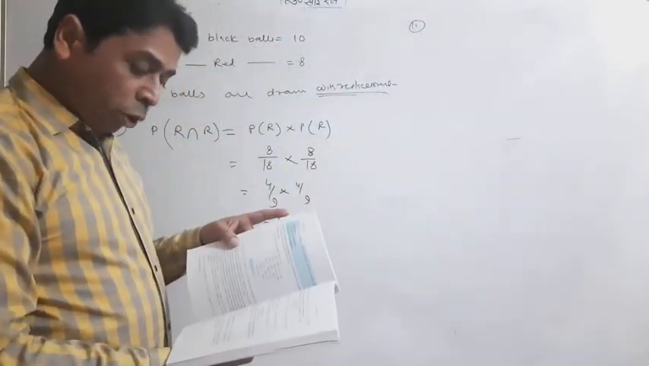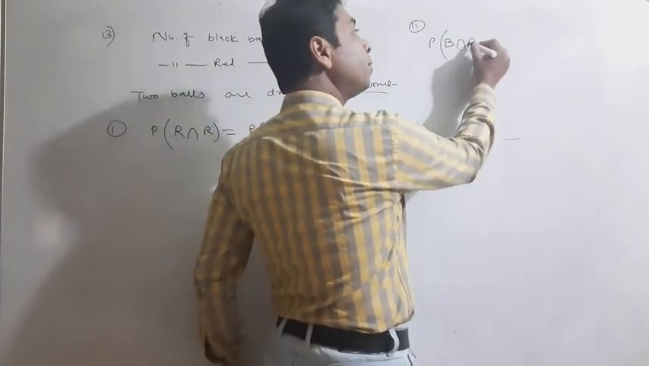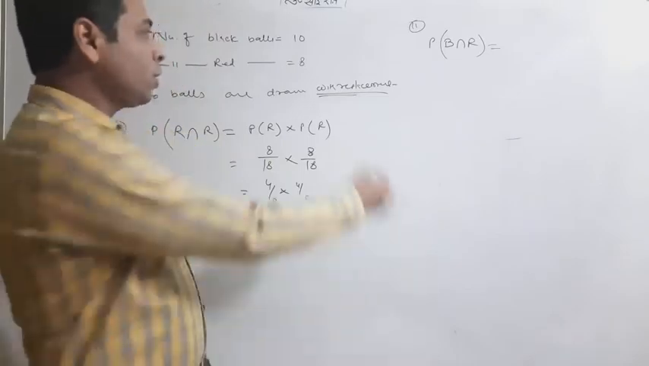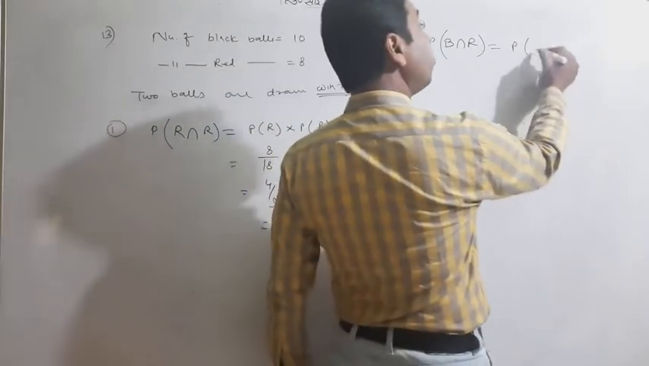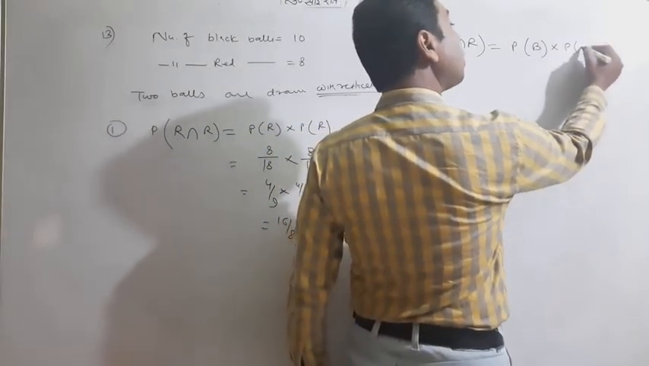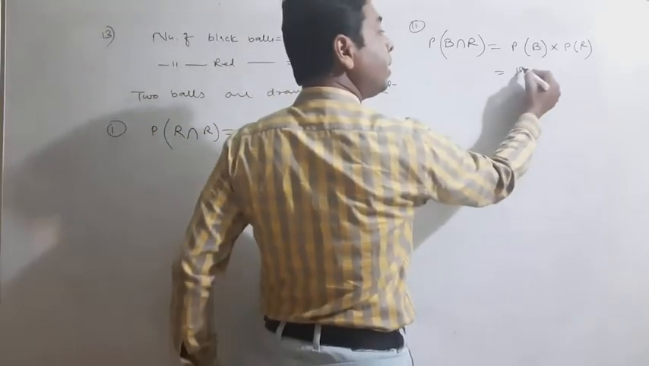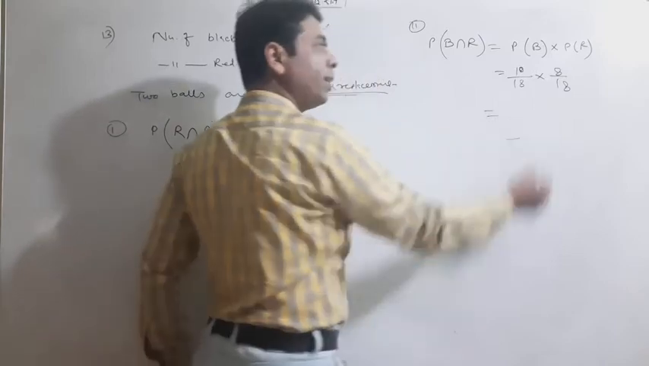Second question: the first ball is black and the second is red. What is the meaning of that? Black and red, very easy. Again, same thing, it was with replacement. Events are independent, so I'll write it: P(B) into P(R). You know the black balls are 10, so 10 by 18. Red are 8, so 8 by 18. Now you can find the answer.